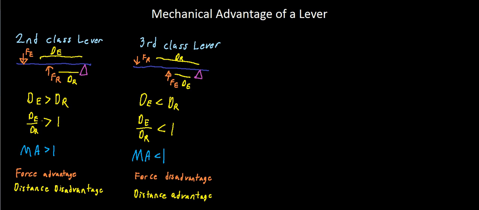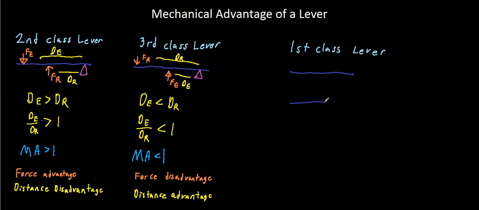Now, if you're OCD like me, you might be wondering, why did I skip the first class lever? Why am I saving this for last? Well, the reason is because the first class lever doesn't have a rule like the second and third class lever, where it's always greater than 1 or it's always less than 1.